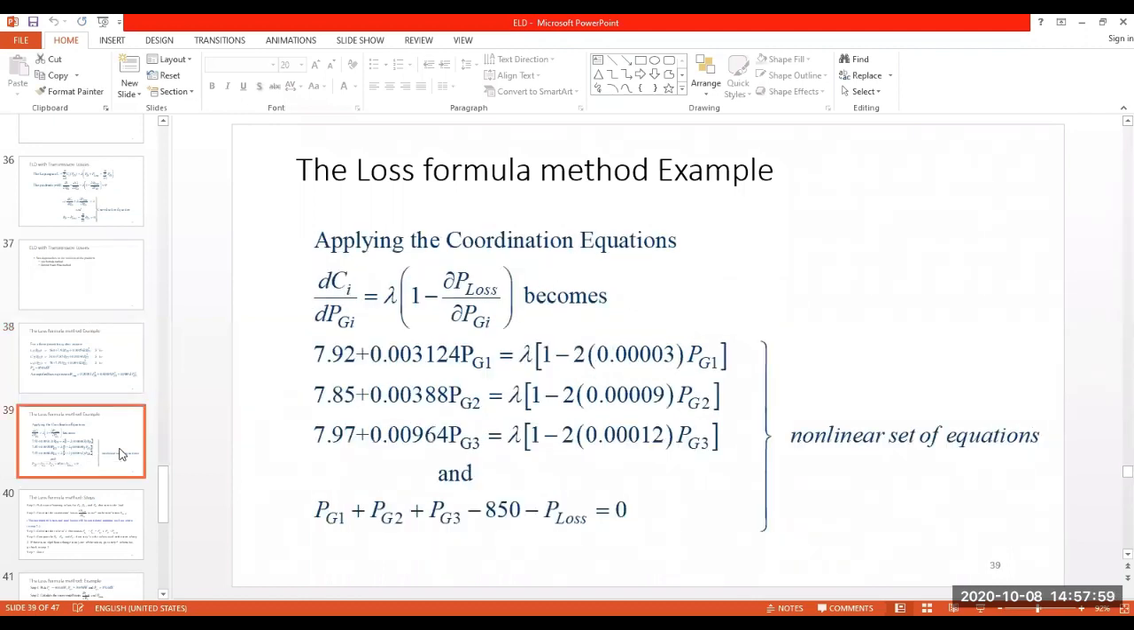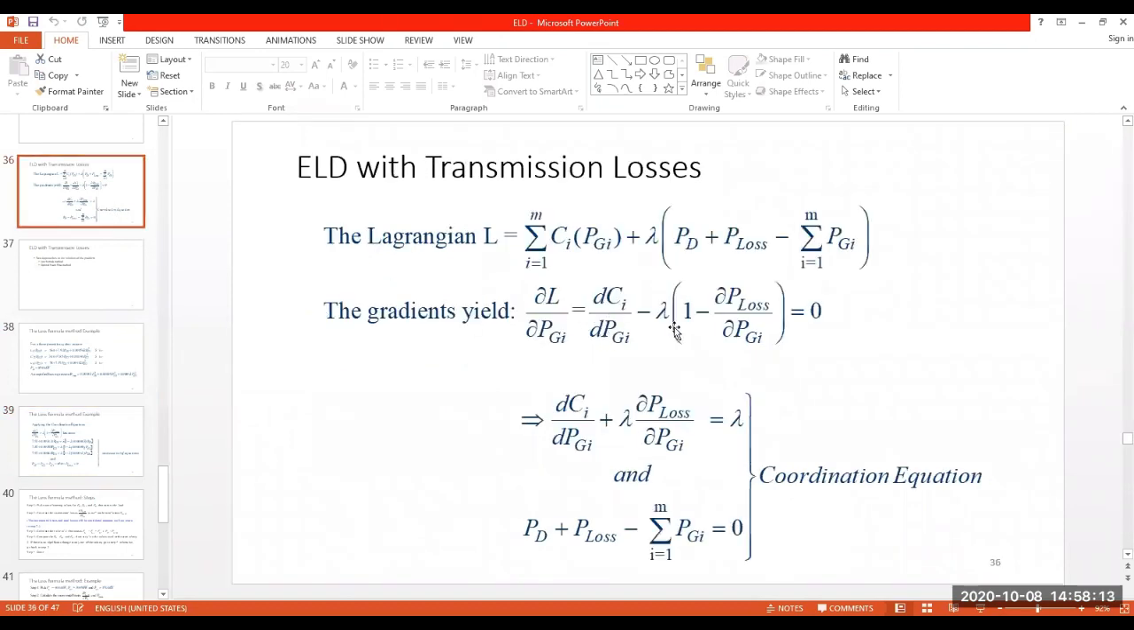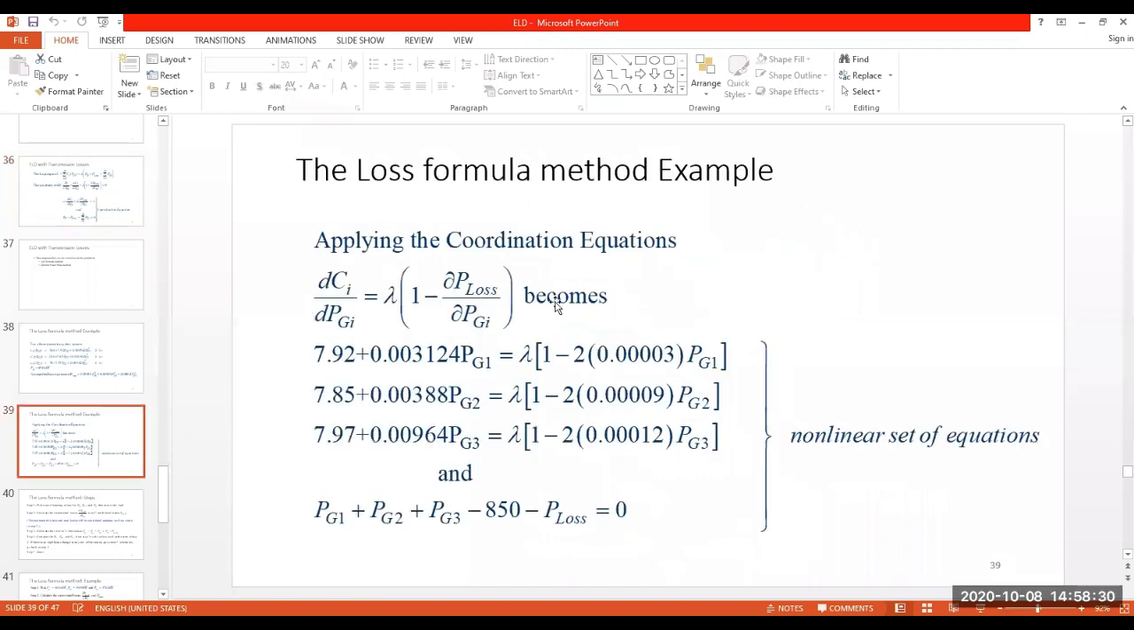Then we already derived the coordination equation. This is the first part of the coordination equation: dCi over dPgi equals lambda into 1 minus ∂P loss over ∂Pgi. We just check back. Basically, we are writing it like this, the equation of the gradients: dCi over dPgi is equal to lambda into 1 minus this one. This is the first equation from the coordination equation, and this is the generalized form.